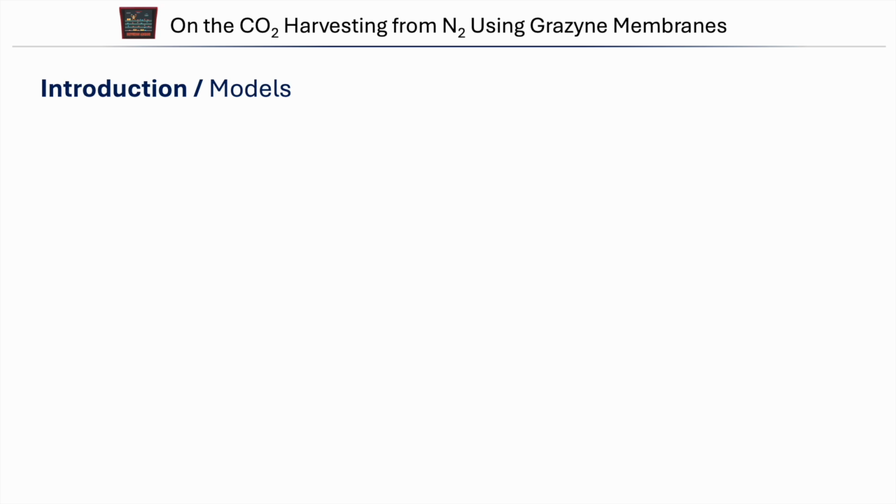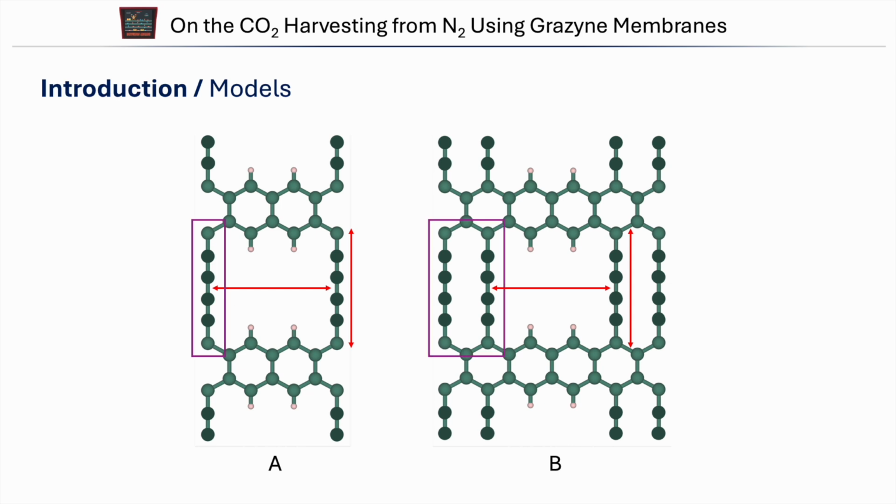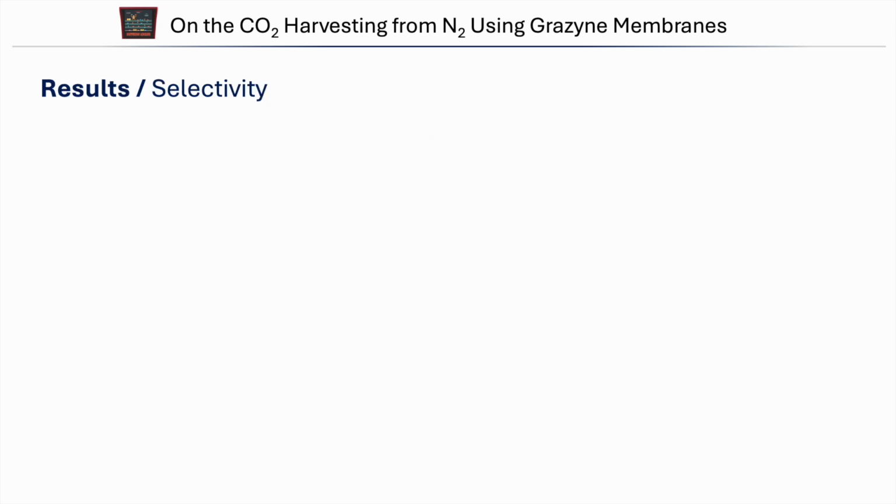To explore this question, we designed two types of grazynes. Let's call them A and B. Both have the same pore size, but there's a key structural difference. Grazyne B contains two consecutive acetylenic stripes, while grazyne A does not. This small variation can lead to significant differences in how gases interact with the membrane. So now, let's jump into the results.